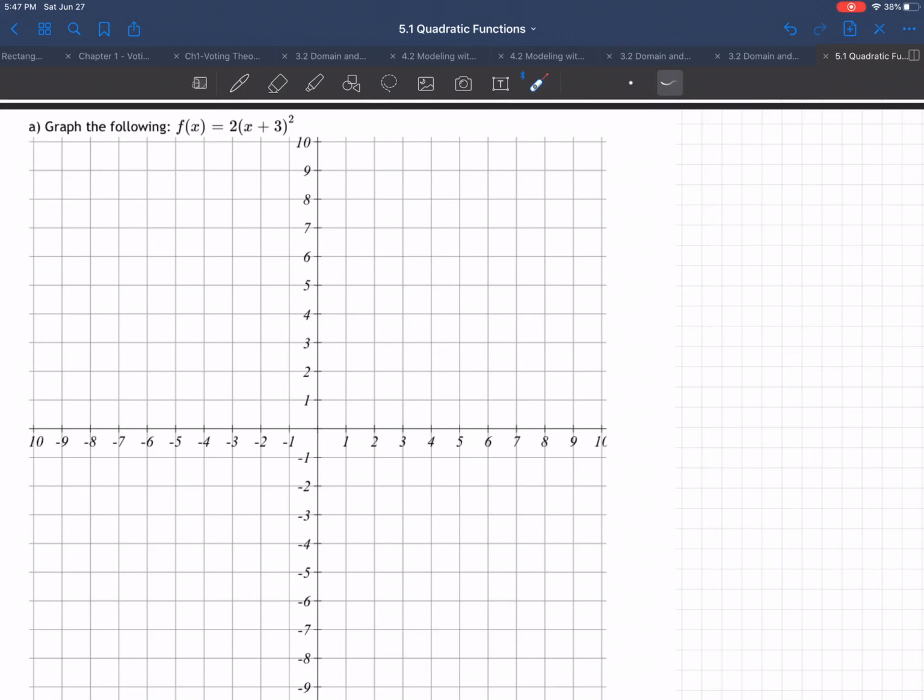Welcome to an example of graphing a parabola. This equation right here is a parabola, meaning it's a U-shape. Let me write it over here for us. y equals 2(x + 3) squared. So when we have parentheses squared, it's easy to graph.